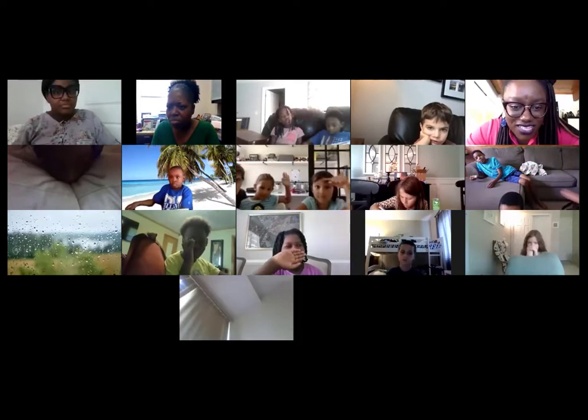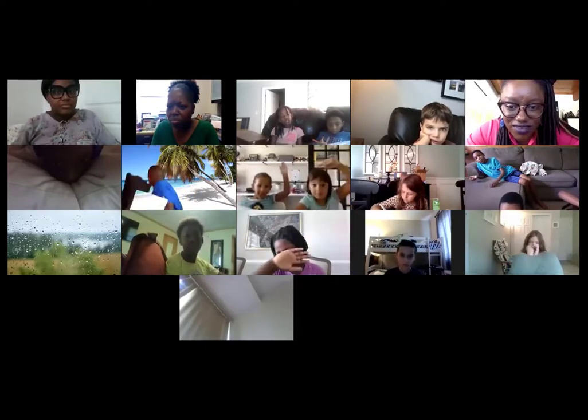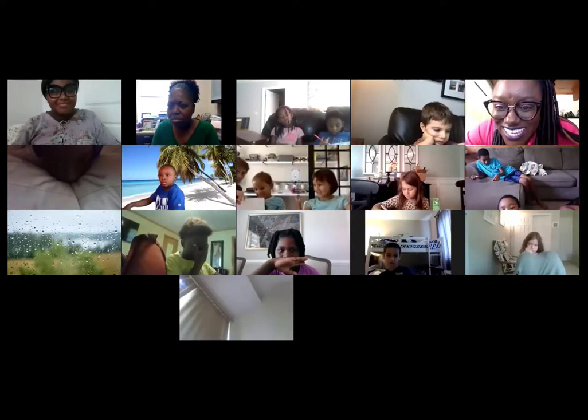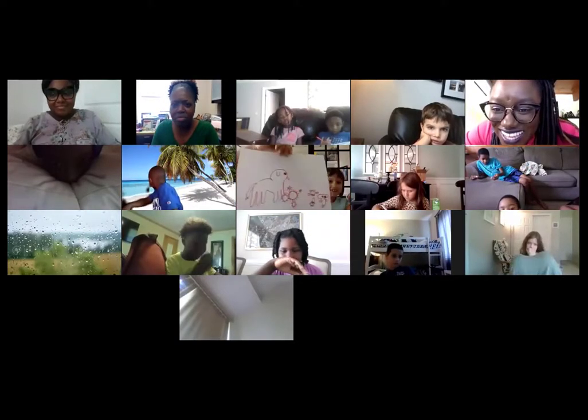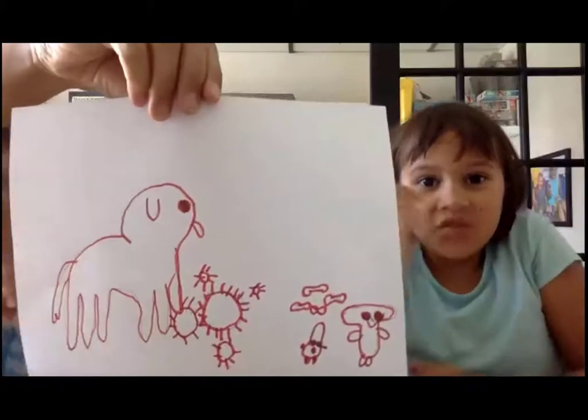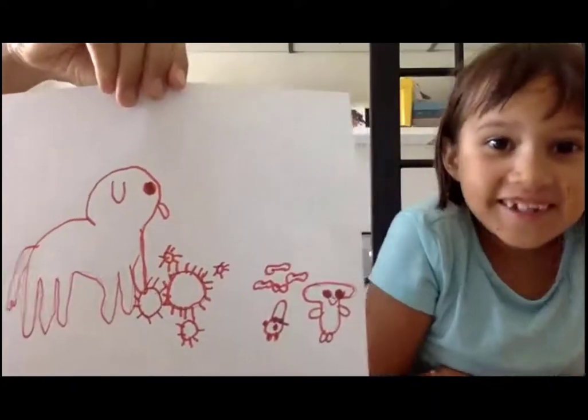Anybody else? Emmeline? Oh, yeah, please. It's my picture. What is going on in this picture? I love it. It's a white blood cell dog that eats the germs. That is very nice. I like that. So it's eating it. Is it also going to shoot any antibody arrows or poke holes in them?